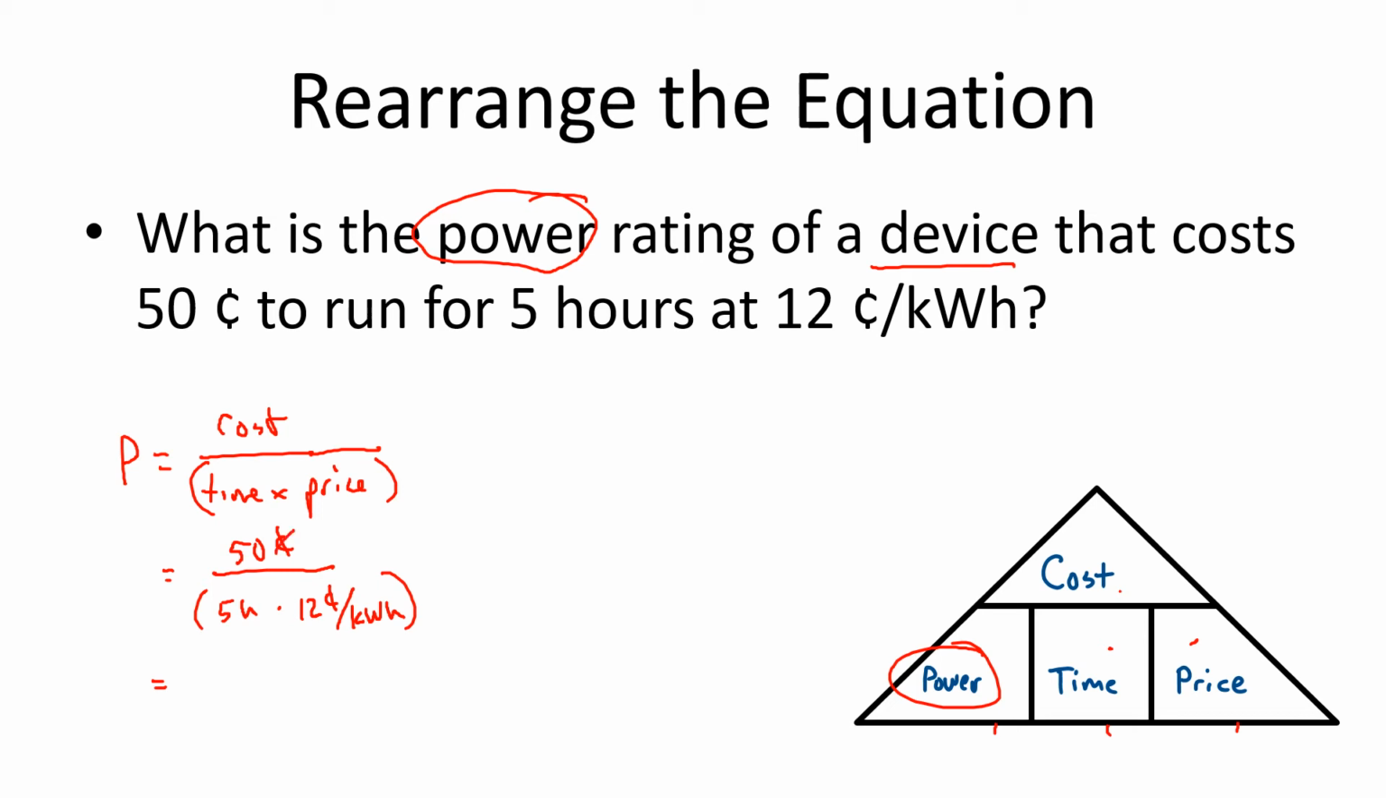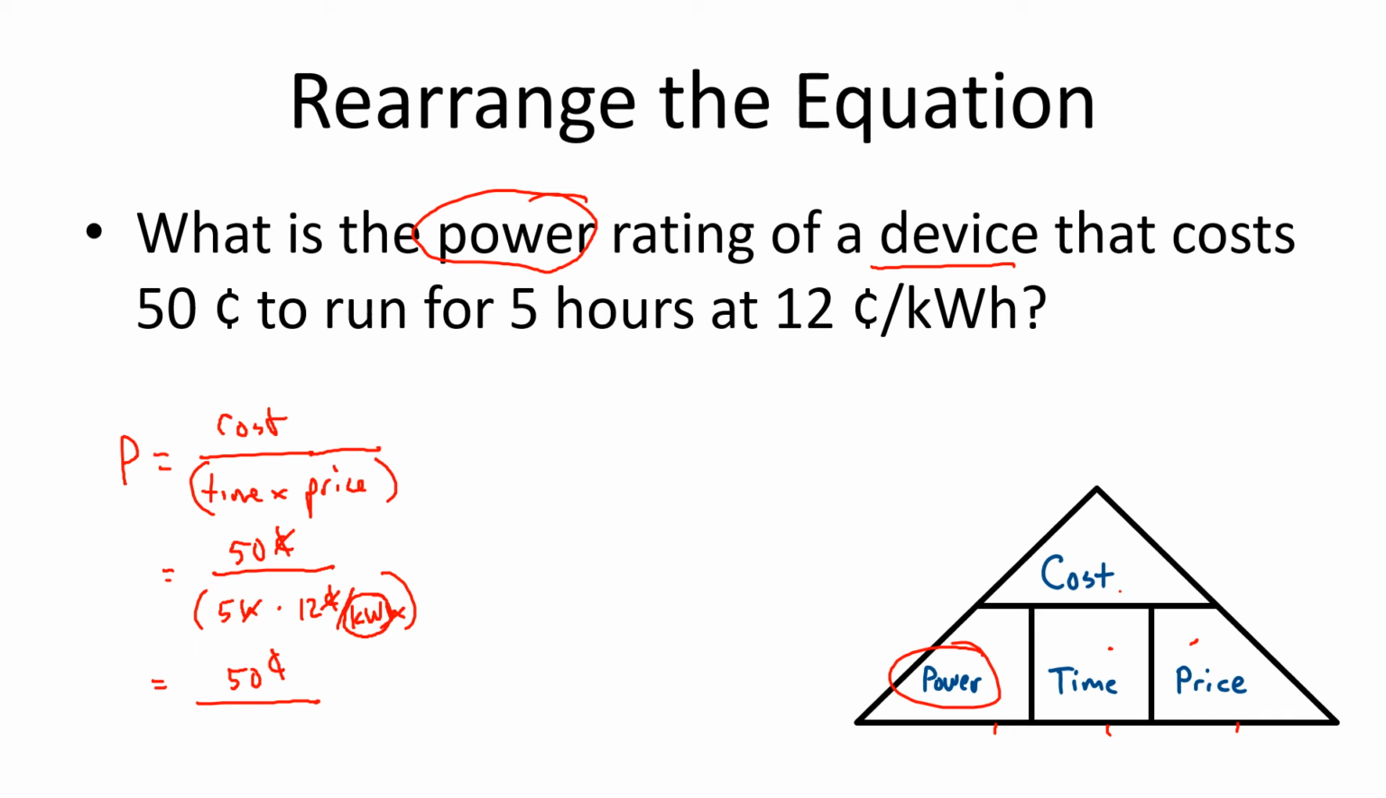So you see that cents sort of cancels out. Cents divided by cents will divide out. Same thing with hours divided by hours, those divide out. We should end up with some kilowatts when we're done here. I'm going to leave the 50 cents and do the bottom part.